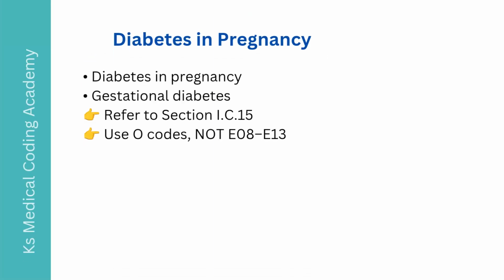Diabetes in pregnancy. Diabetes in pregnancy and gestational diabetes are not coded from Chapter 4. They are coded using O codes from Chapter 15. Always refer to Section IC-15.